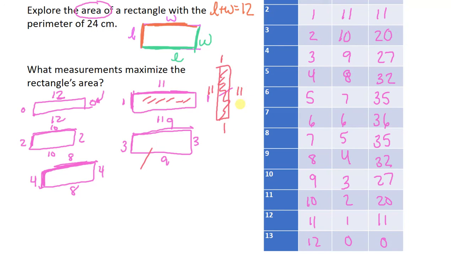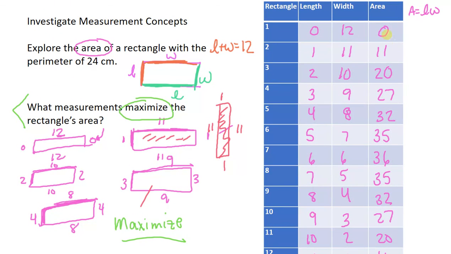So here's the biggest question, and this is part of something called optimization. Okay, you want to maximize or optimize something, and this is very applicable to the real world. So what measurements maximize the rectangle's area? Let's go down this area column right here: 0, 11, 20, 27. Keep looking, and if you take a look here, 36 is the biggest area. Okay, so this is what we're looking for, the biggest area. So we maximize area: 36.